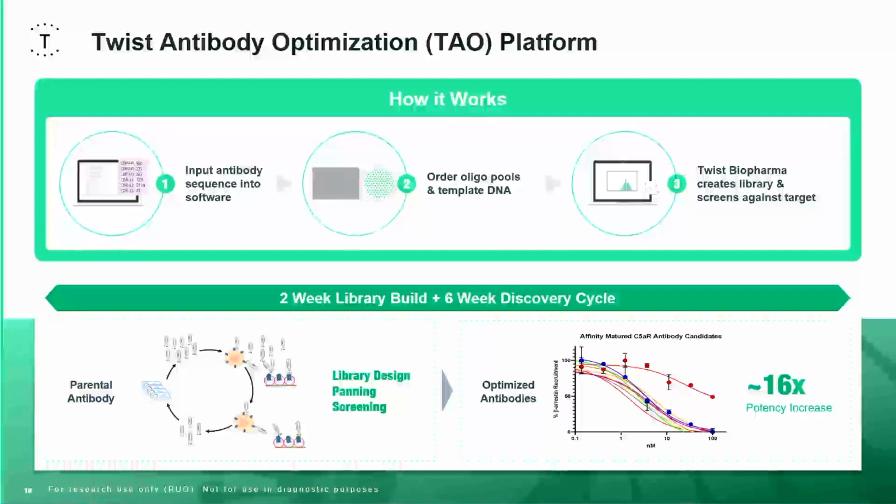These libraries then went through phage display again with a number of rounds of panning and screening. We selected 96 antibodies again for each of those leads, and then reformatted those to IgG, ran through our binding assays, as well as this reduction in beta-arrestin recruitment assay to look for potency. And in fact, with this antibody optimization workflow, we were able to improve the potency 16-fold.